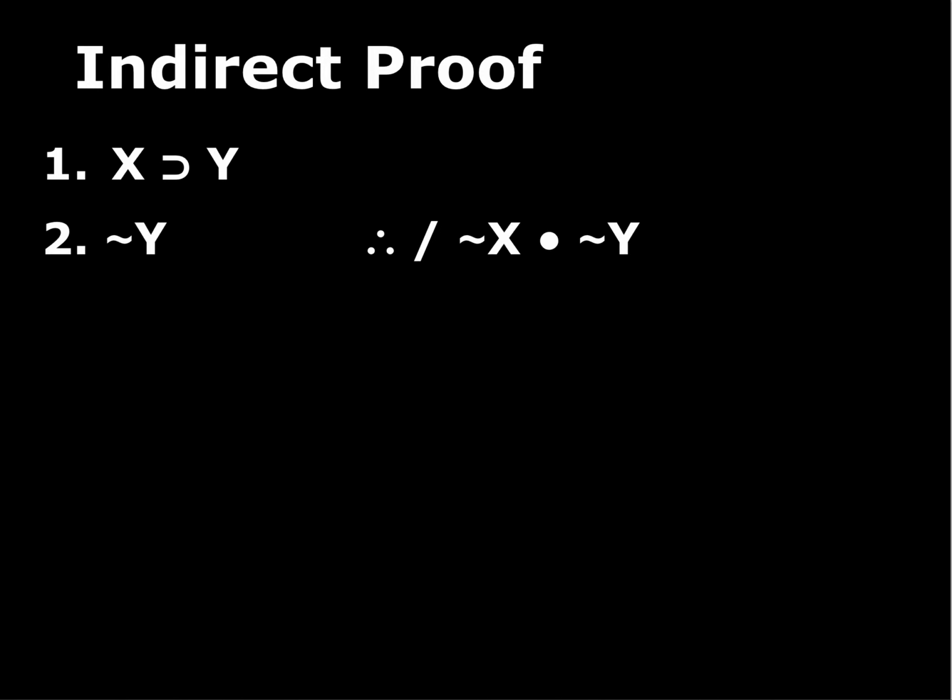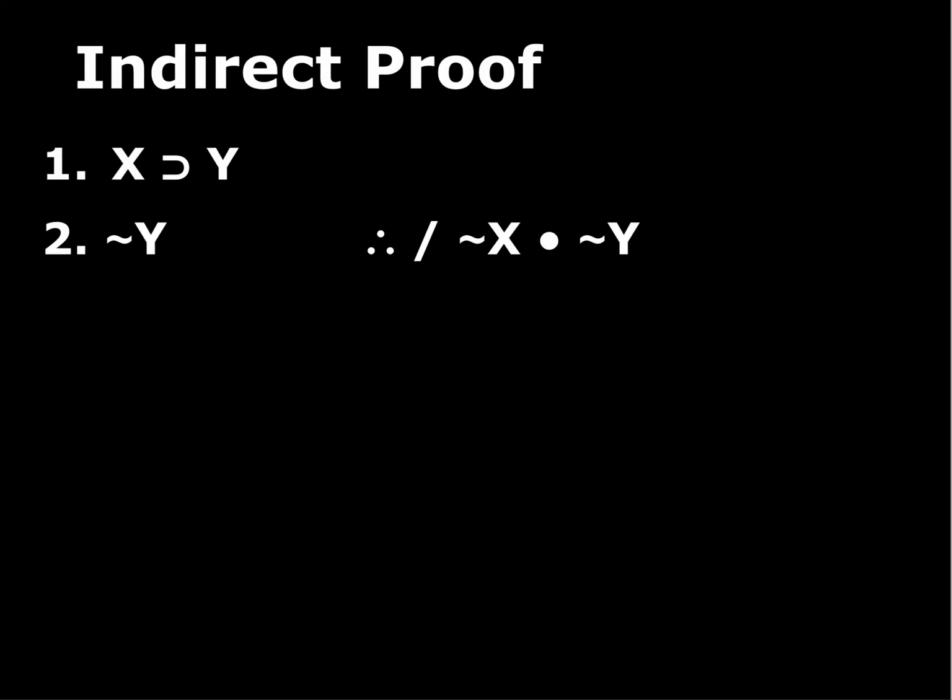Let's see an example, a real-life proof where I'm going to use indirect proof, and then we'll go back through more carefully and explain how it works. But this is what it would look like for a real proof. So I've got two premises. I have my conclusion.